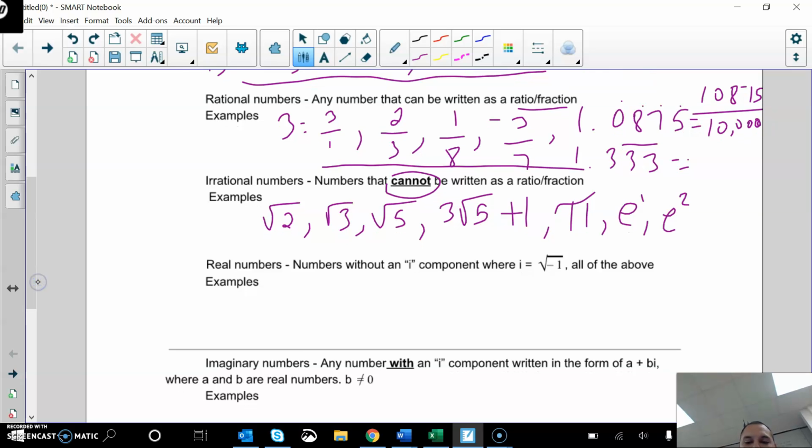And all of the above composes the real number system. So everything we discuss are part of the real number system. Your real numbers are any numbers without an i component, which will take us to the imaginary number system, which we'll talk about in a second.